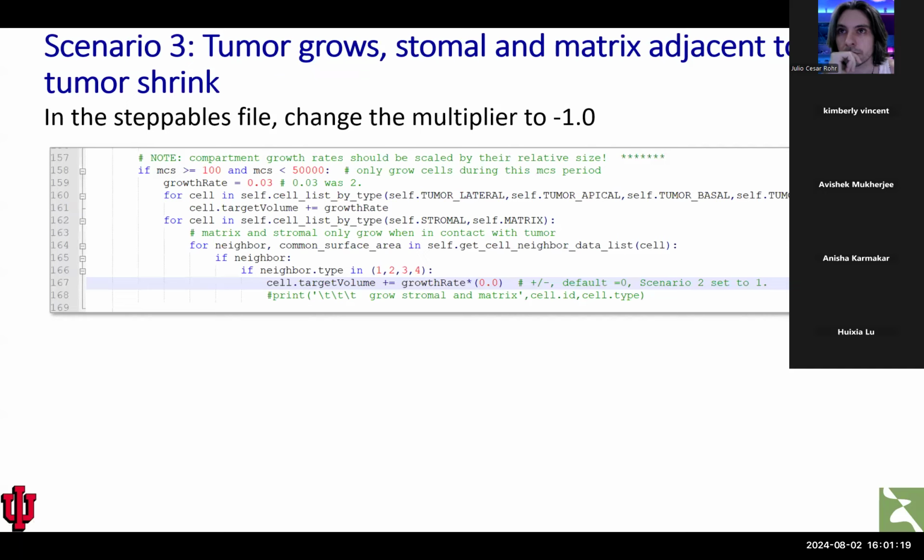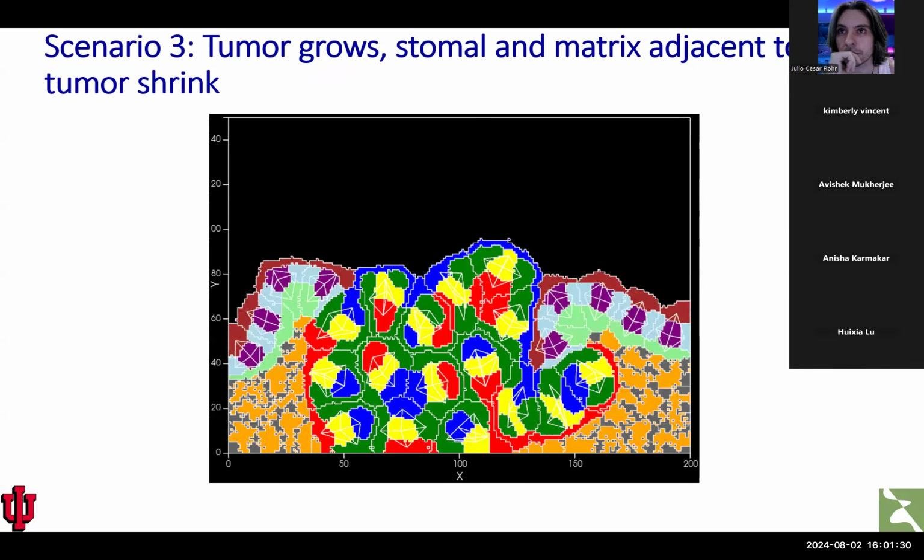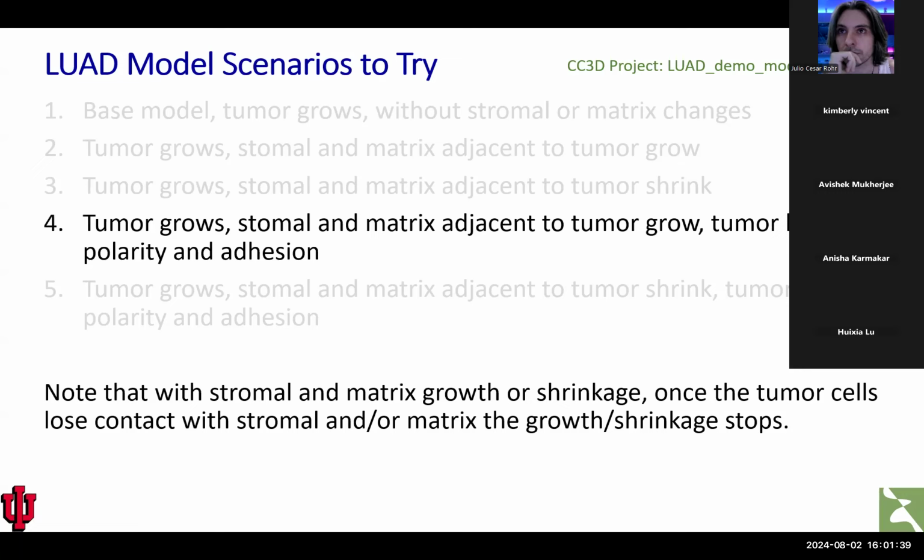Okay, so that was just changing this little number here, whether it's plus or minus controls whether or not the stroma and matrix is growing in contact with the tumor or shrinking in contact with the tumor. And so that's basically what it looks like if the matrix is shrinking and the tumor starts to migrate in. This next one's a little trickier to do because I have to change a lot more stuff in order to make the simulation.